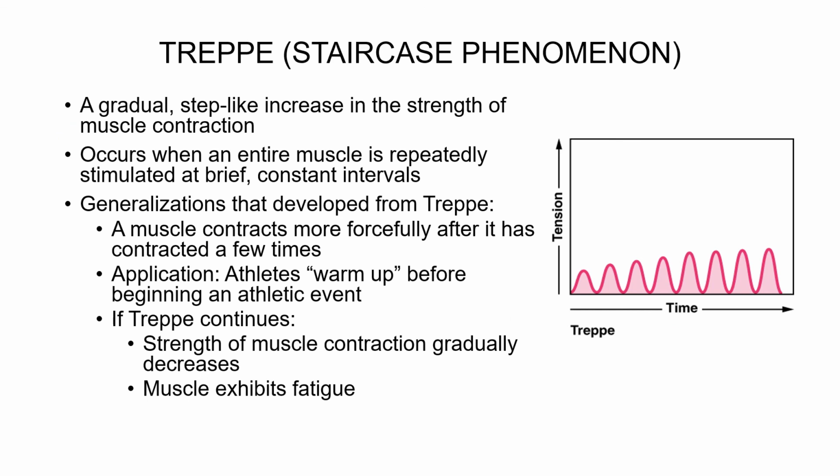Okay, and then another type of contraction is called treppe contraction, also known as the staircase phenomenon. And this is, as you can see, a step-like increase of strength. This is what we call the warm-up type of contraction. If you take a look at the picture on the right, the amount of tension is on the y-axis, so it's how well you can tense or contract that muscle, and on the x-axis is time. So we're contracting the muscle about 8 times in this picture.